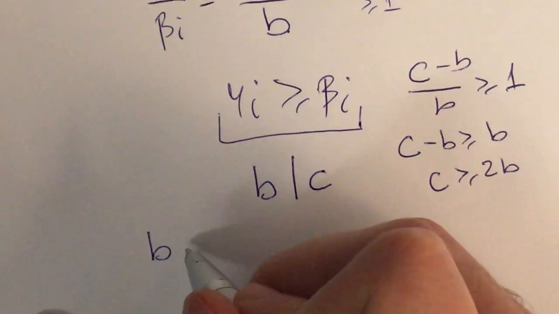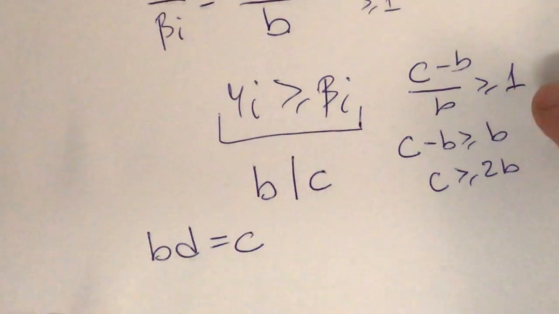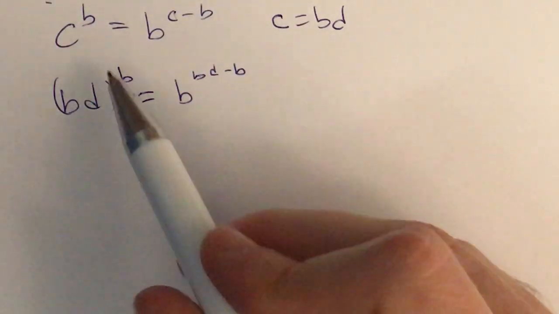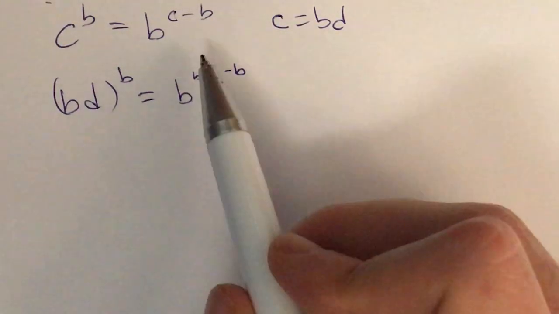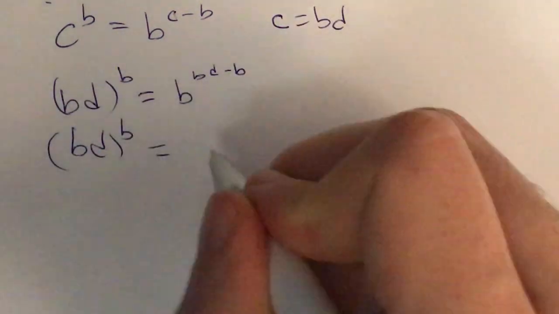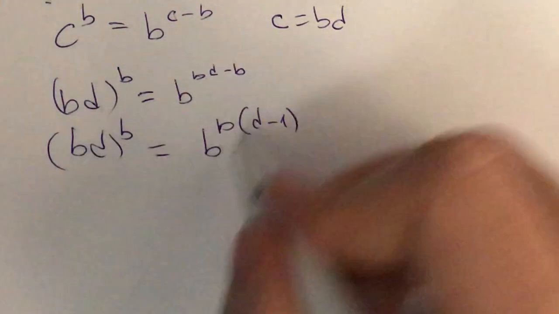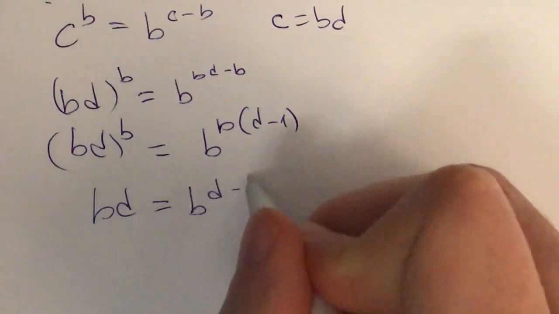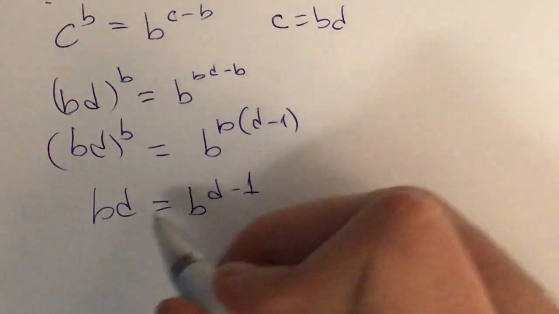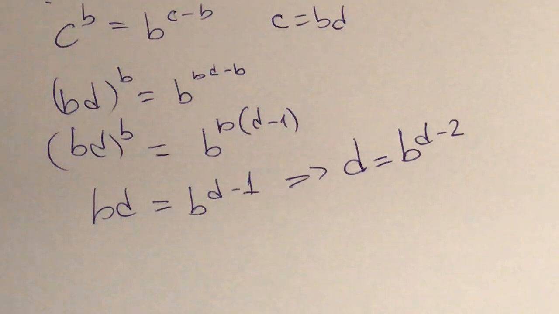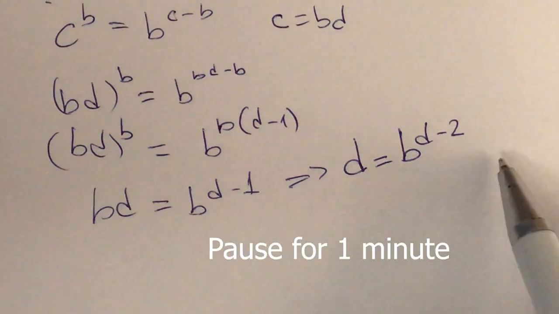Now let's put b times d is equal to c and plug it back into the original equation. So what do we get? Well, c to the power of b becomes (bd) to the power of b is equal to b to the power of bd minus b. Now what we can do is rewrite this, and then we take the bth root of both sides, which gives us bd is equal to b to the power of d minus 1. Dividing by b on both sides, we get that d is equal to b to the power of d minus 2. Now, pause for 1 minute and ask yourself, how do you solve this equation?